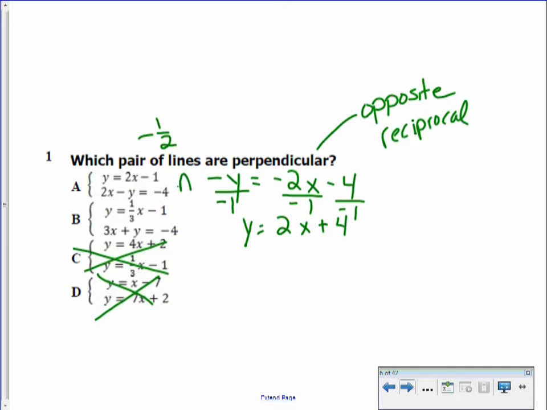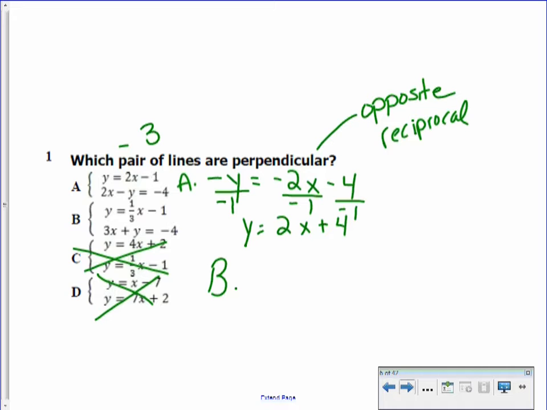Alright, so that's A. Now we're going to try B. In B, we have 1/3 as the first slope. What's going to be the opposite reciprocal of 1/3? -3. So we want this slope to be -3 in order to get our perpendicular. It should be, considering it's the only thing left, unless we completely messed up.